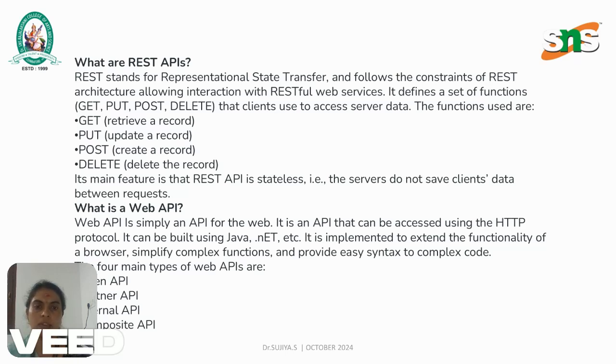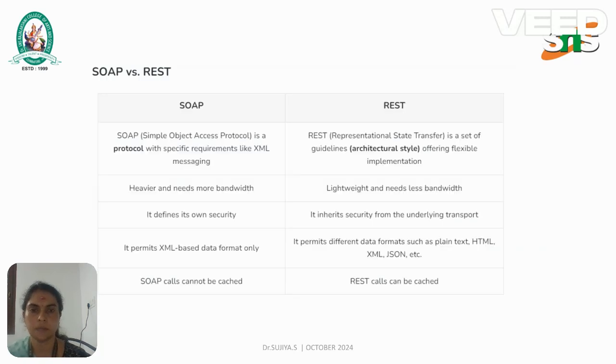And these are the main features of REST API, which is stateless. That is, the server does not save client data between requests. Here, the web API can be accessed by an HTTP protocol, and it can be built using Java, .NET, etc. It is implemented to an extent of the functionality of a browser, and it simplifies complex functions and provides easy syntax to complex code.